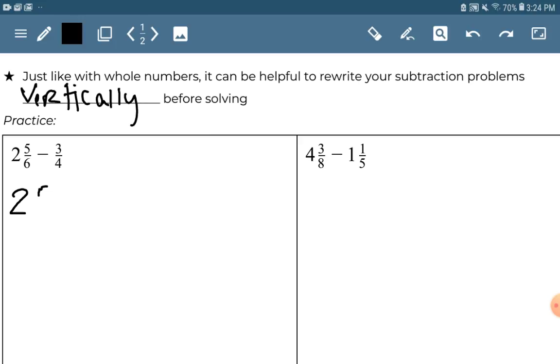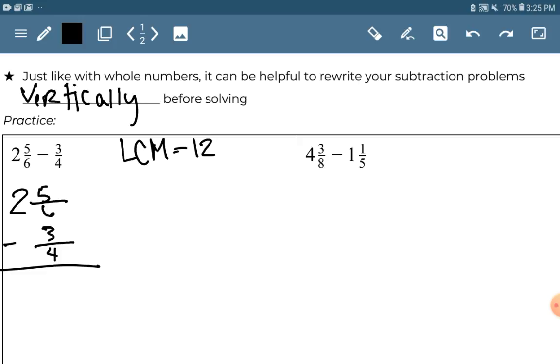So the first thing I'm going to do in these examples below is to write it vertically. My first number always goes on the top, 2 and 5/6 on top. And my second number goes on the bottom, and I need to line up my fractions. If you look at your denominators, 6 and 4, they are obviously not the same, so we are going to have to find a least common multiple. The smallest number these can both multiply to make is 12, which is why I'm going to use that for my common denominator. There are other common denominators you can use. 12 is just the smallest.